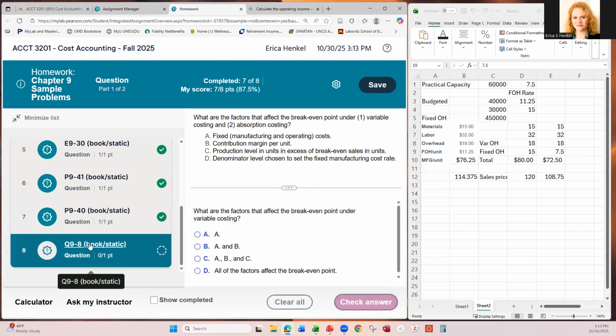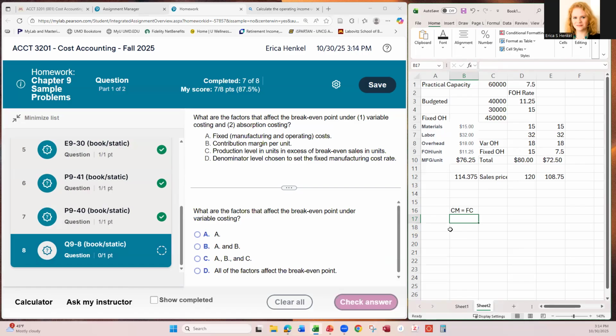Okay, so that gets us to our last problem here, which is a word problem. So what are factors that influence a break-even point under variable costing and absorption costing? Well, thinking about your break-even point, right? Your break-even point is the point where your contribution margin total is equal to your fixed costs, which results in zero operating income, right?